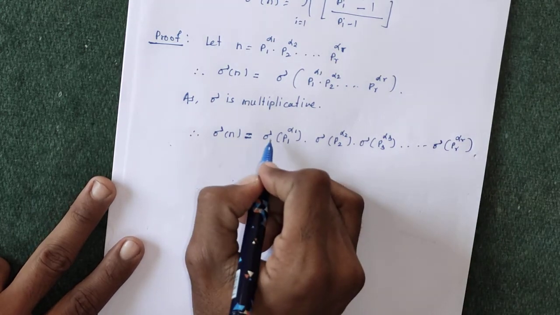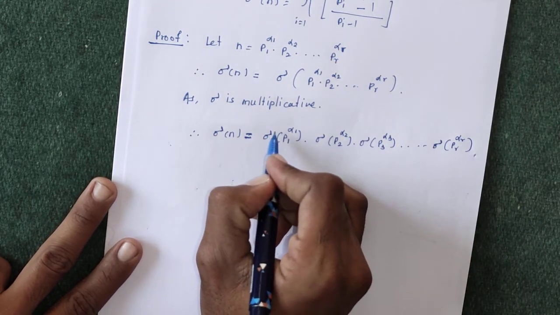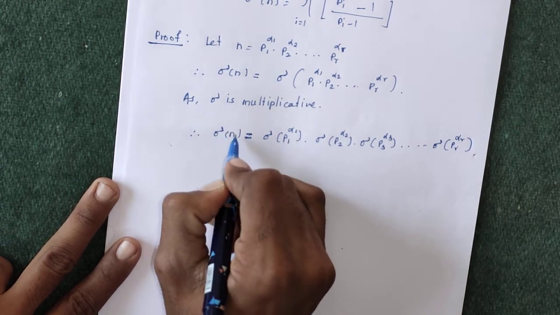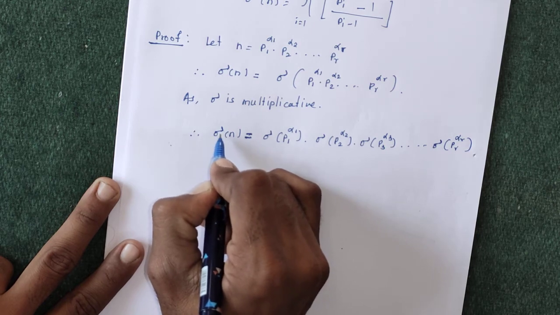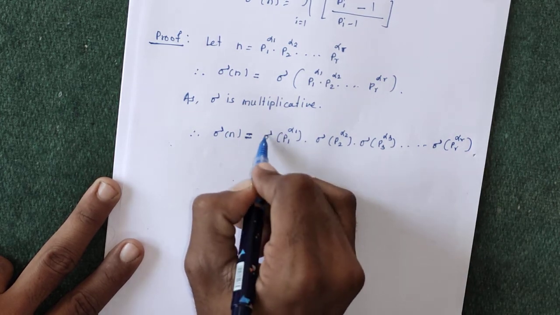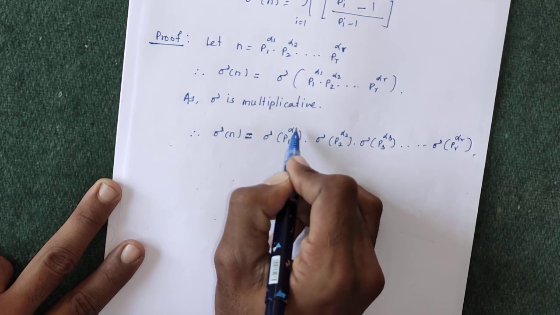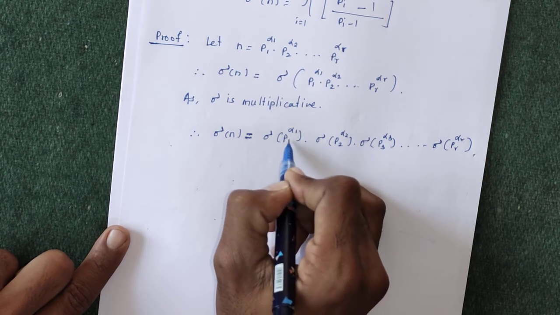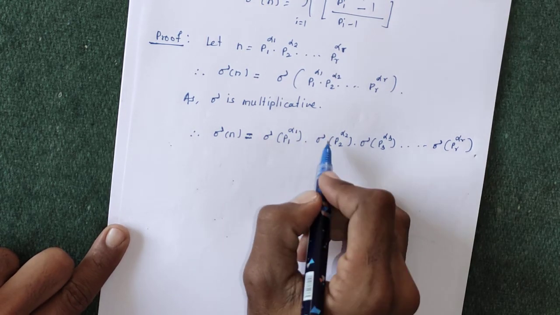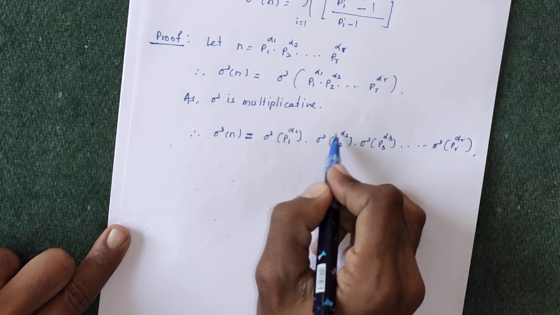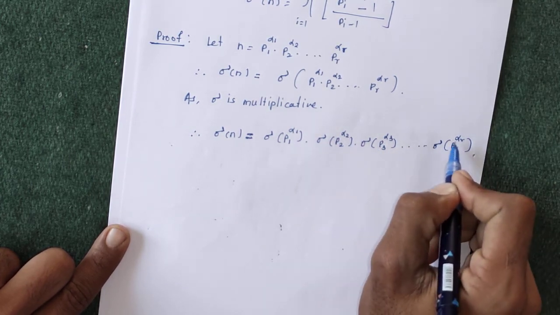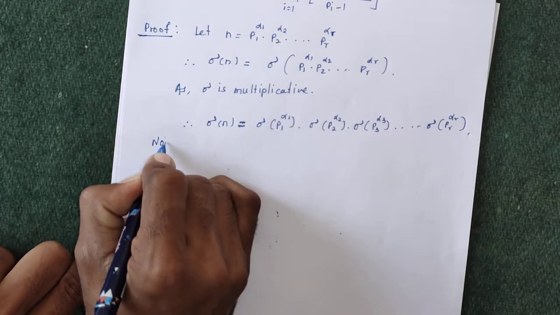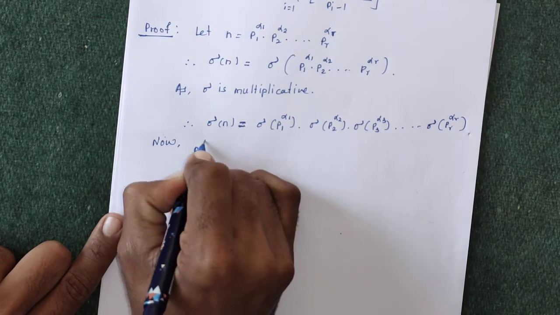Now, the definition of sigma of n is the summation of all positive divisors of n. So, to find sigma of p1 raised to alpha 1, we have to find all the positive divisors of p1 raised to alpha 1. Similarly, we have to find all the positive divisors of p2 raised to alpha 2, p3 raised to alpha 3, up to pr raised to alpha r. So, in common we have the divisors of pi raised to alpha i.